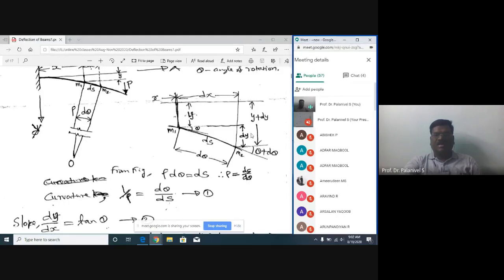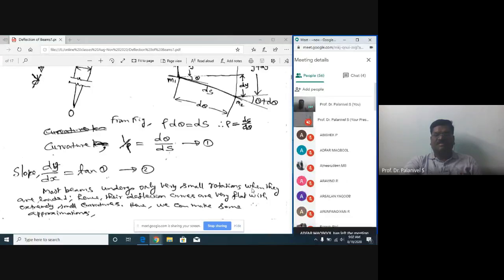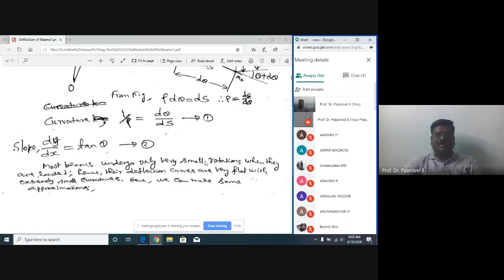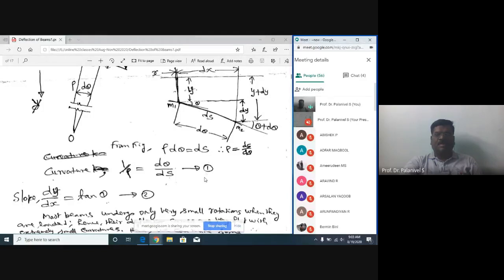From the figure we can understand rho into d theta. The angle subtended here is d theta, so radius of curvature into d theta gives the arc length ds. That is, rho d theta equals ds, therefore rho equals ds by d theta. What is curvature? Curvature is nothing but 1 by the radius of curvature, so curvature equals 1 by rho, which equals d theta by ds. This is equation 1.